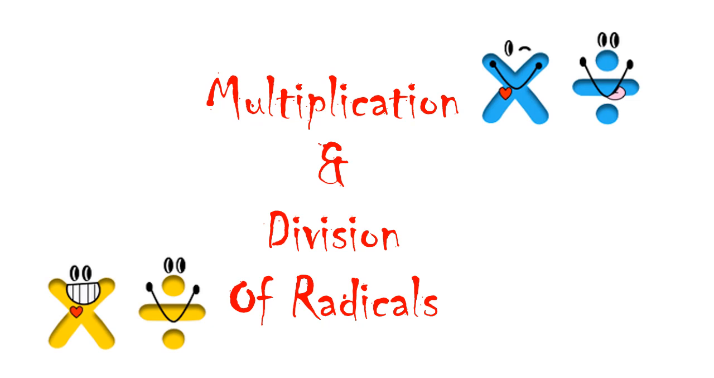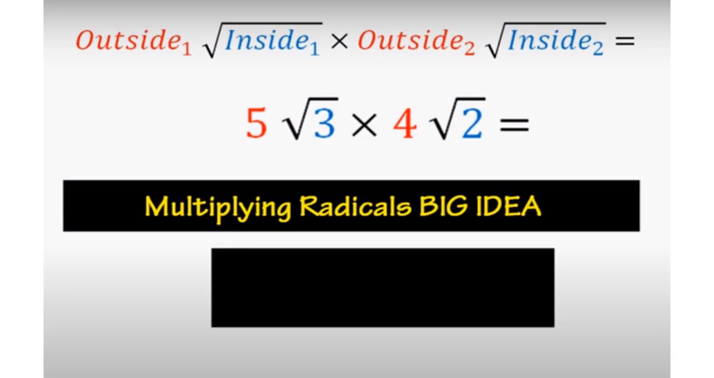Multiplication and division of radicals. In multiplying radicals, we multiply the outside numbers together and the inside numbers together. Those that are under the radical, we multiply them together. Those are the inside numbers and the outside numbers.